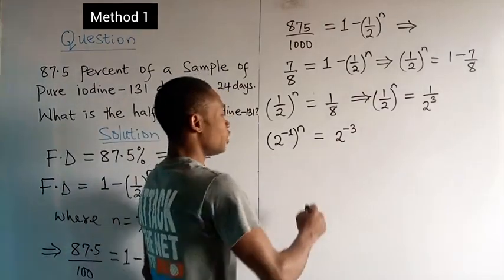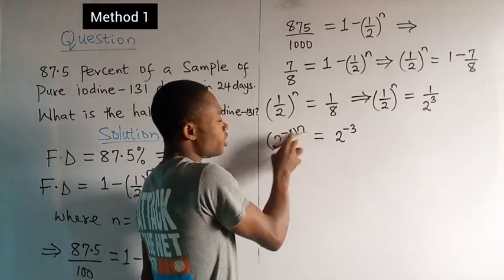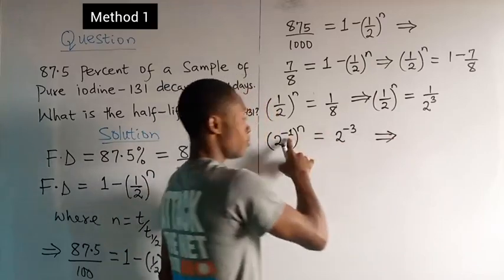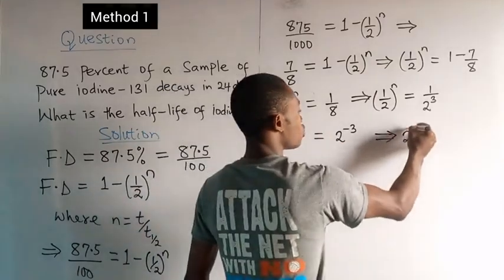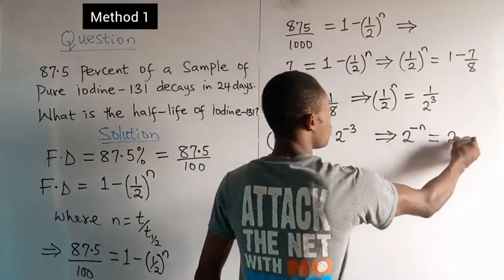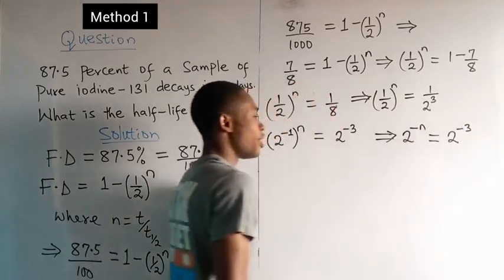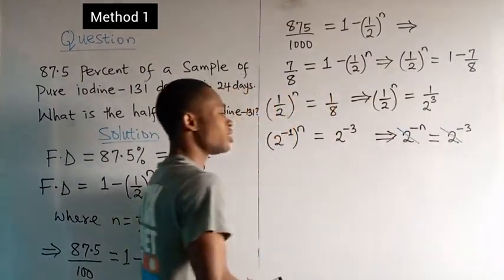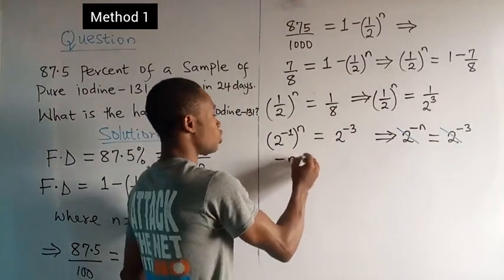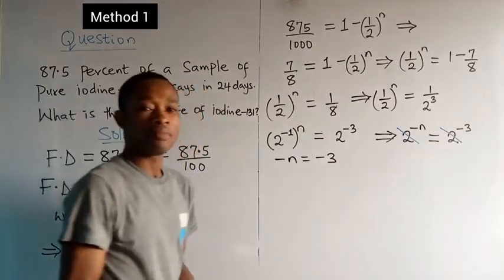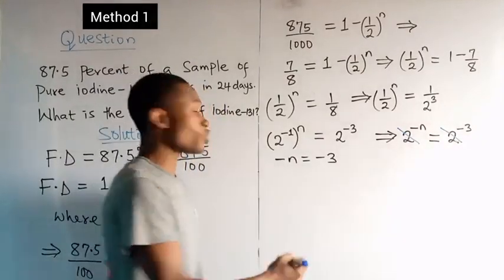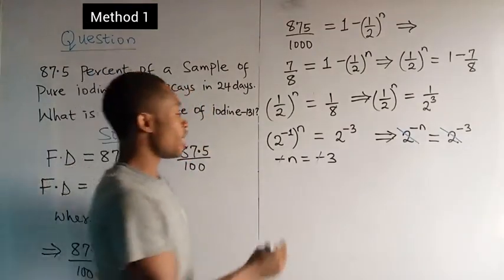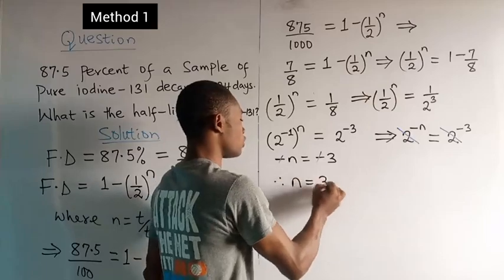Alright, now let us move on. If you open up this power using the power law of indices, minus 1 times n will give us 2 to the power of minus n, and that will be equal to 2 to the power of minus 3. Because the bases are the same, 2, we can cancel out the bases. You have minus n equal to minus 3, and then you can multiply or divide through by minus 1. The minus minus will cancel, and you have that n is equal to 3.